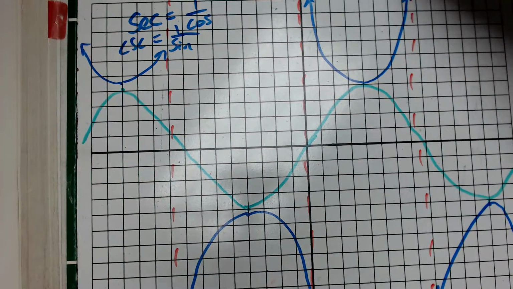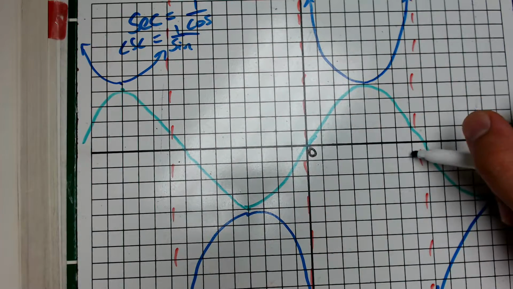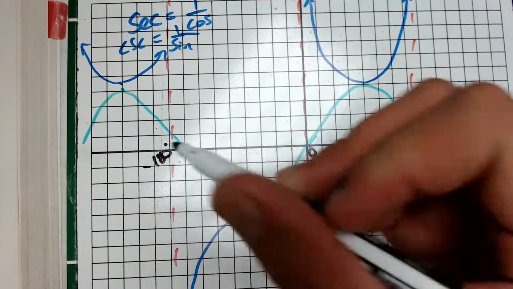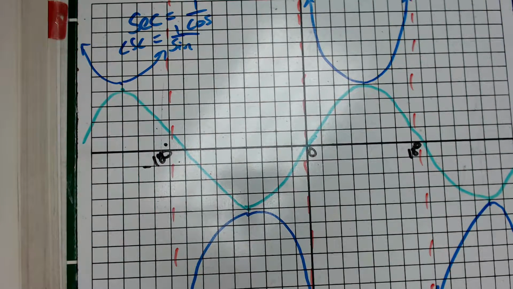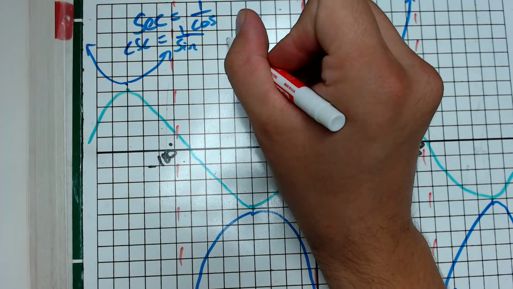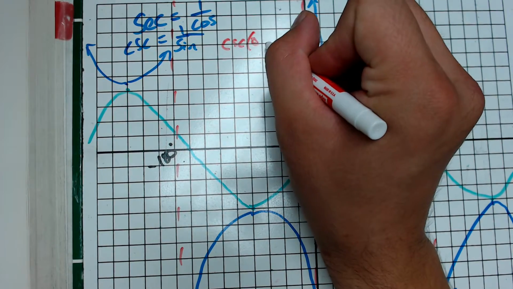I should probably put those values in there. So we're at 0 degrees, 180 degrees, negative 180 degrees, and pretty much every 180 degrees you're going to hit a vertical asymptote for the graph of cosecant. Now let's say we wanted to do a horizontal shift. Let's say we wanted to do the graph of cosecant of theta.